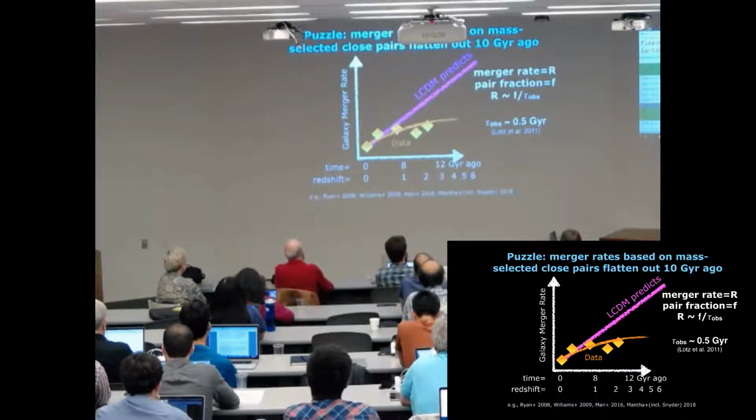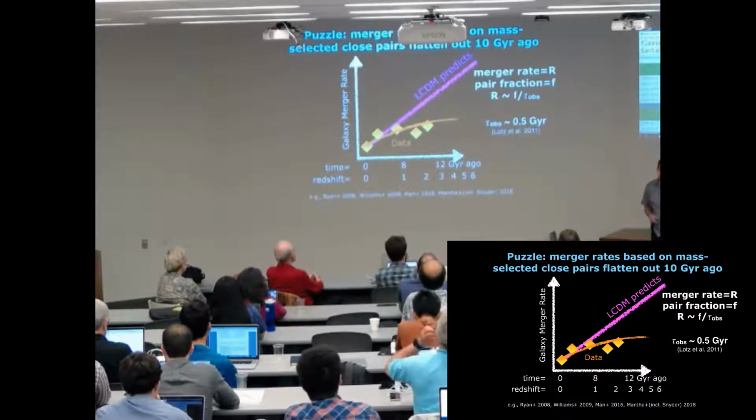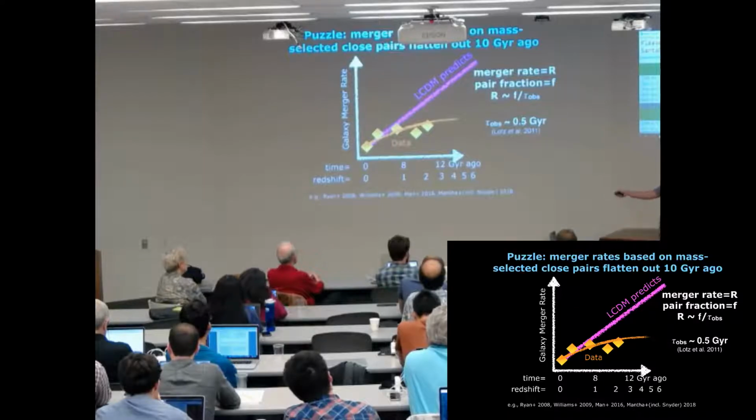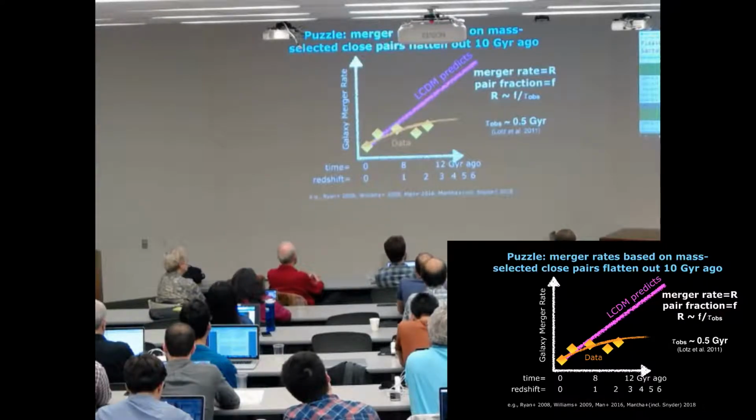And so you may have heard about a puzzle that emerged over the last 5 or 10 years or so, which is that if you go and measure the mass-selected close pairs in HST data, the trend flattens out about 10 billion years ago. And so the data roughly correspond to this, where the prediction is a factor of 5 or 10 higher at a redshift of 2 than we were measuring. And so this is a procedure that relies on knowing the observability time.